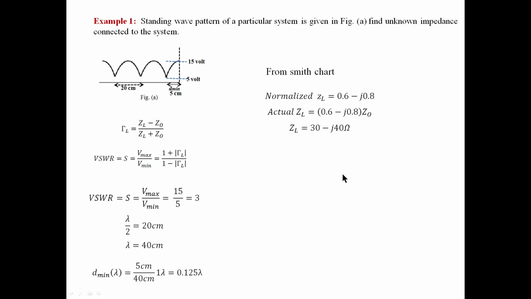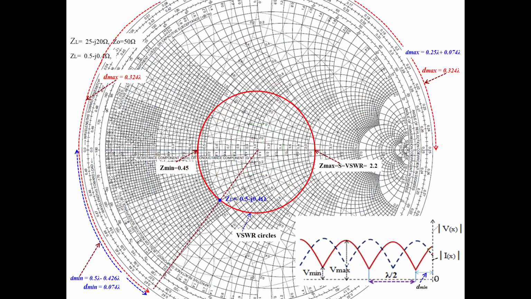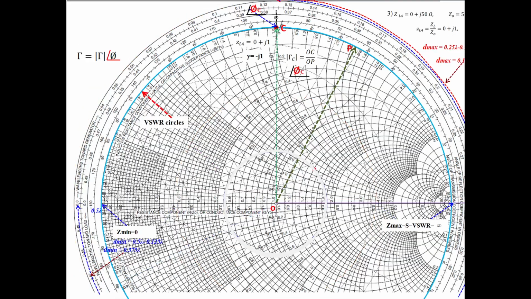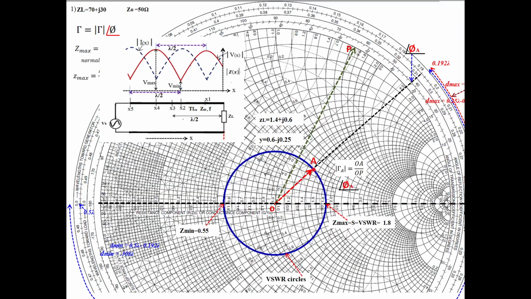See, in the previous class, we were discussing how to find the distance of minima, maxima, and VSWR reflection coefficient using a Smith chart. Also we saw how to draw the VSWR circle. If you know the load value, we can draw the VSWR circle. And also if we know the VSWR value, we can draw the VSWR circle.